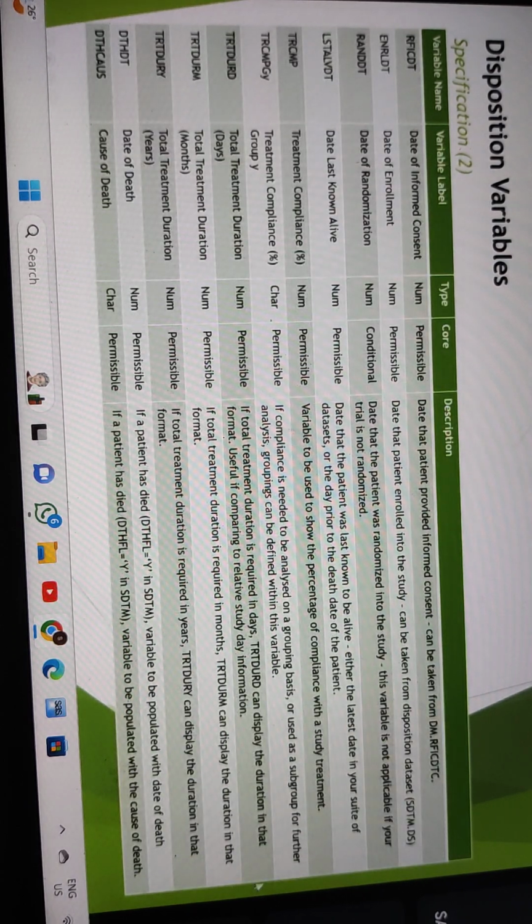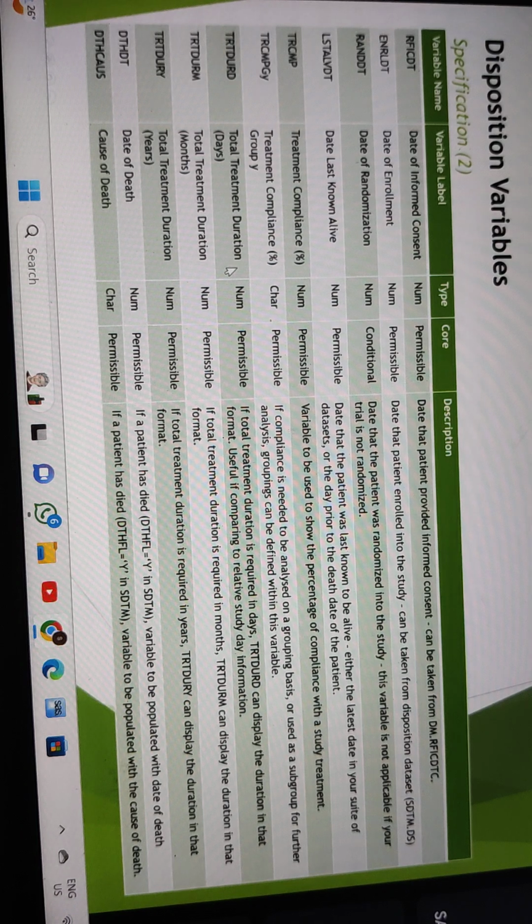Along with that, RFICDTC is nothing but the informed consent date, which is also disposition related. Then the enroll date, when the subject was enrolled, the randomization date, and the last known alive date, for example, what was the subject's last known alive date, comes here. Then treatment compliance, TRTCMP, the variable used to show the percentage of compliance with the study treatment. If they want to show how much percentage they have complied with the treatment, they can show it like this, and group wise as well if they want.